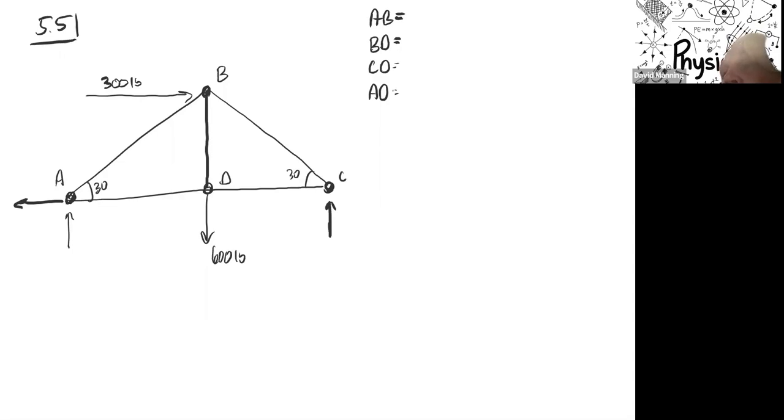So the first thing we're going to do is find our external forces, right? So sum of the forces in the X equals 0. AX equals 300 pounds. That's easy. So I fill that in.